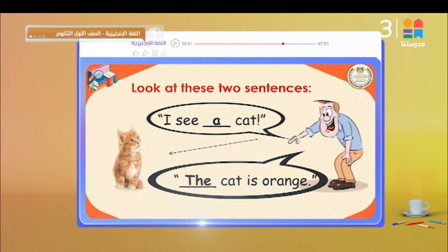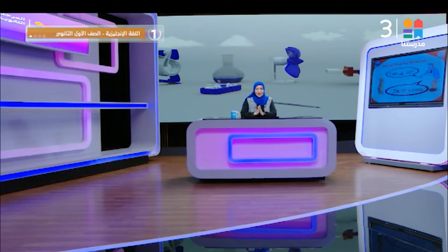Here there is a rule for you. If you mention something for the first time, it's indefinite. So you can say, I see a cat, I saw a man, I saw a car. This is indefinite. There are many of it in the street. But when you re-mention it, it's definite. Here you are talking about something definite, something special. So when you say, I see a cat, the cat means the cat which I saw. The cat which I see now is orange.